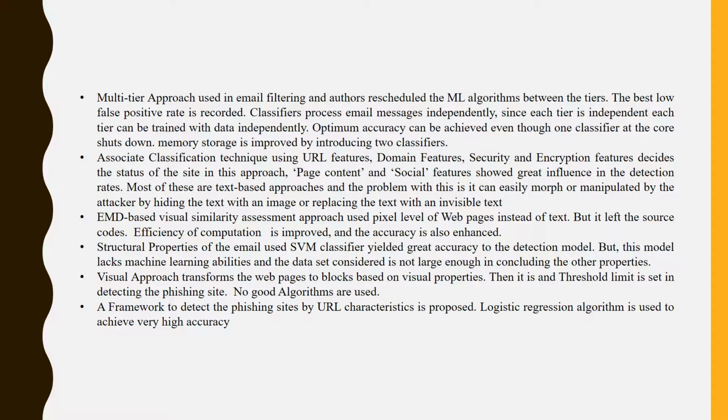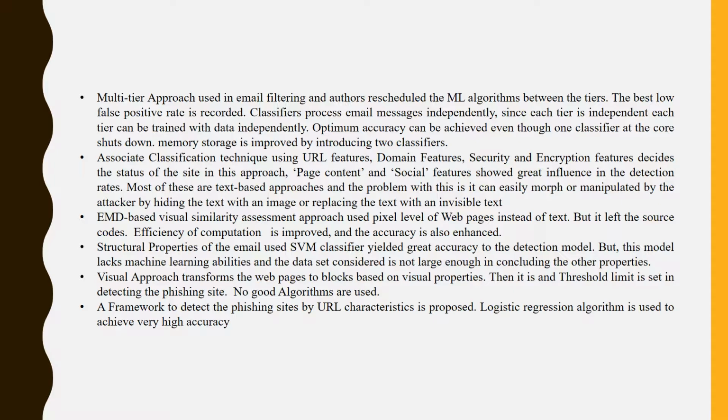There was another approach called the SVM classifier approach, where the structural properties of the email are taken into consideration in deciding the phishing status of the website. But this model lacks machine learning abilities. The algorithms used in this approach are outdated and very slow, and they're not at all good in classifying the data. And the data set considered is very large in these kinds of attacks. So to classify that huge amount of data, we need strong algorithms, and this approach lacks that.